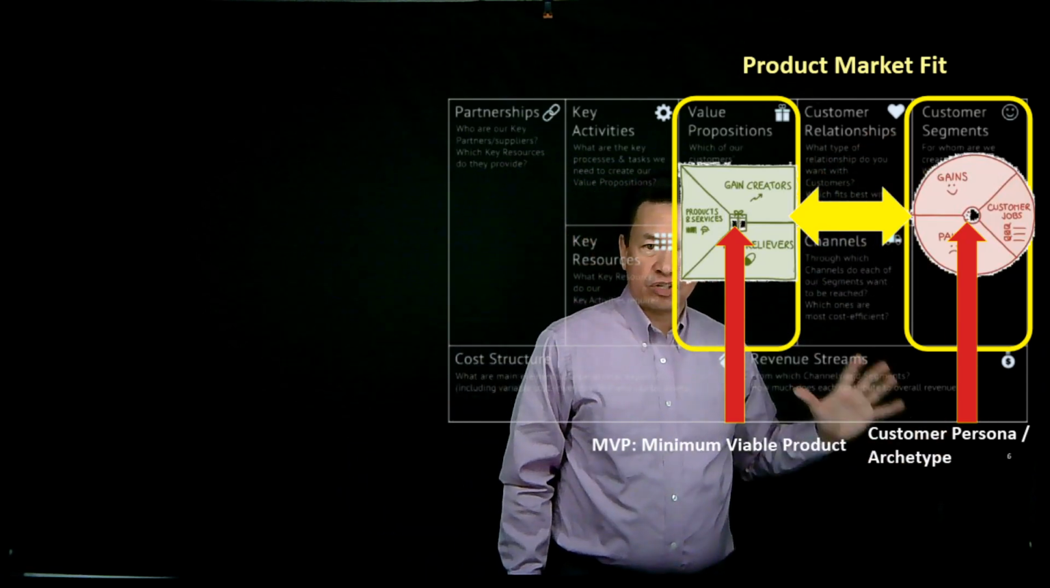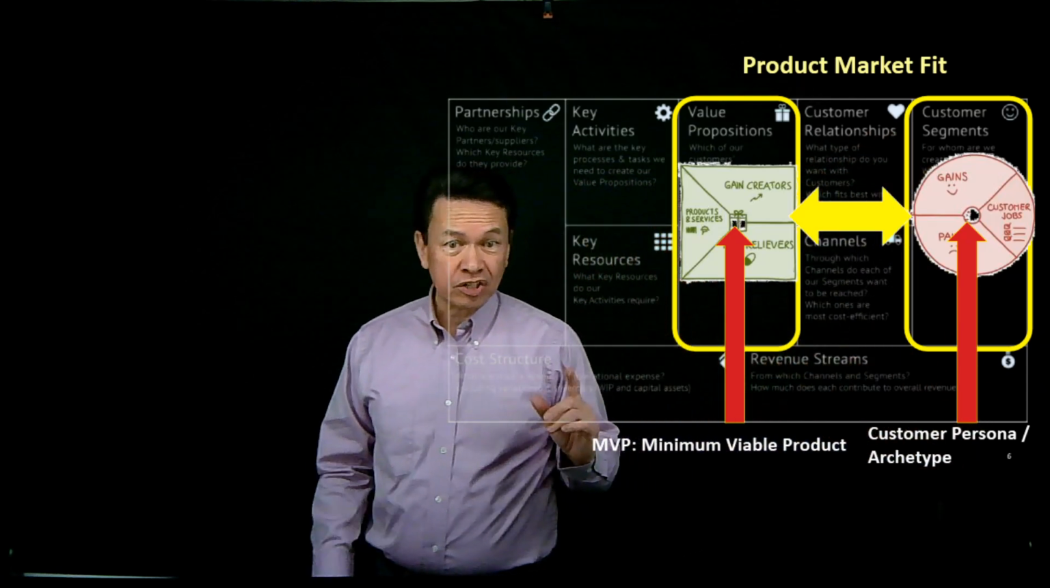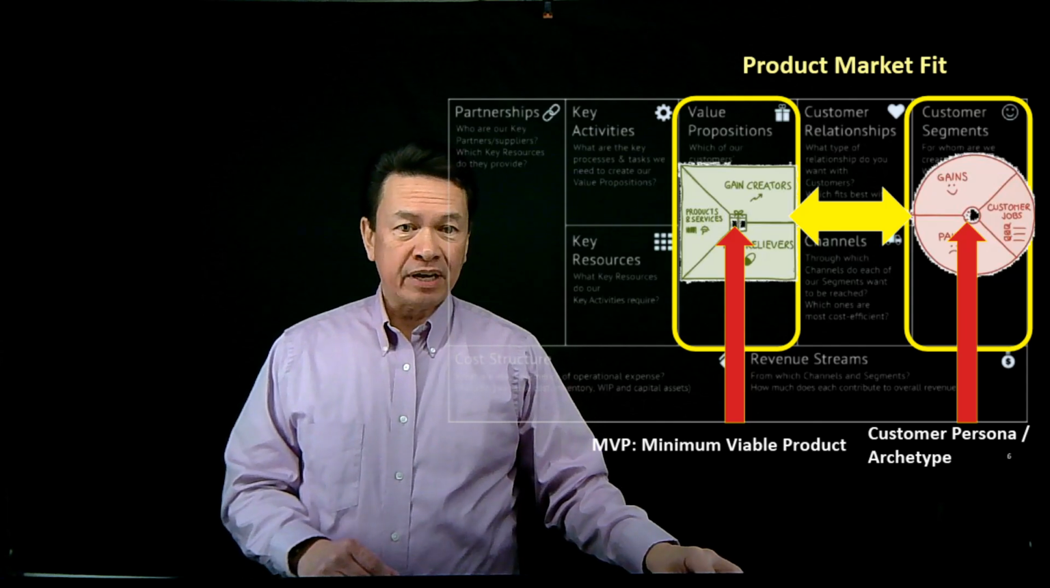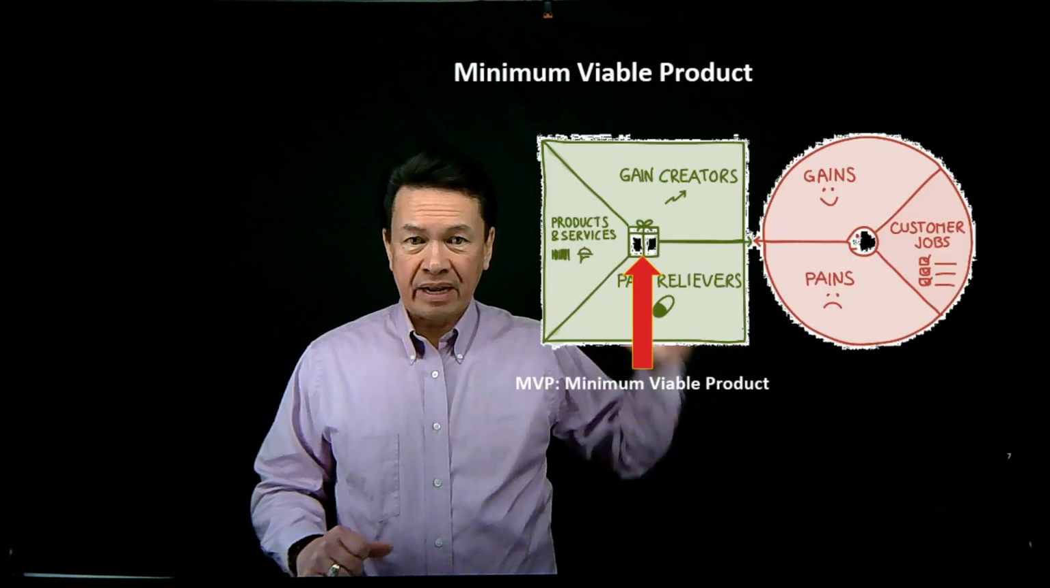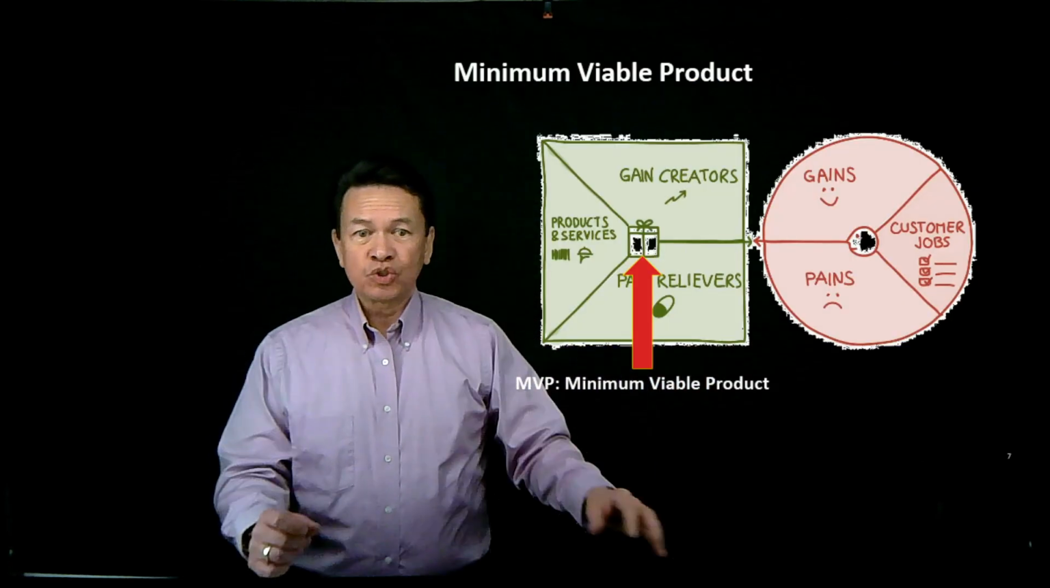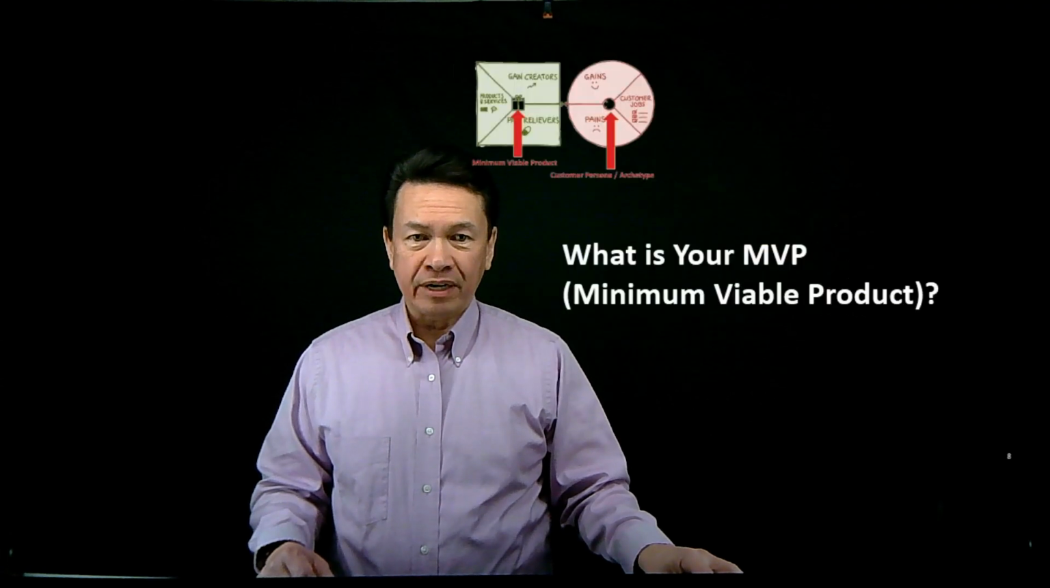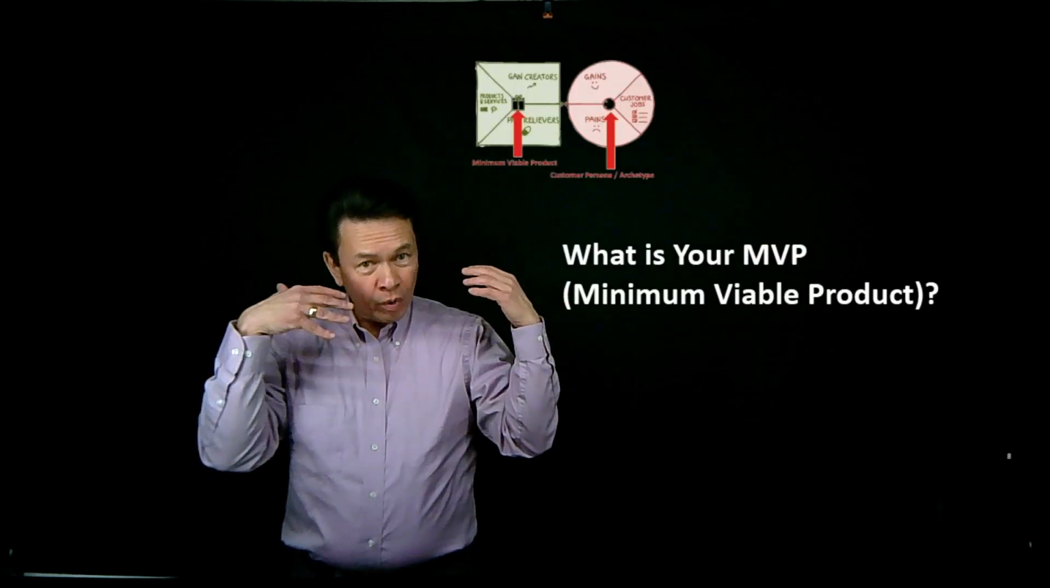Who is that customer that we're actually selling to, that target customer or multiple target customers? Okay? So those are the two that we're going to dive into today. So we'll start with the minimum viable product. So what is a minimum viable product, right? Or what is your minimum viable product?